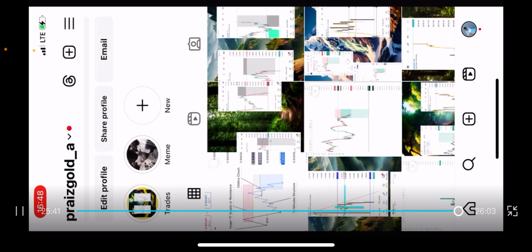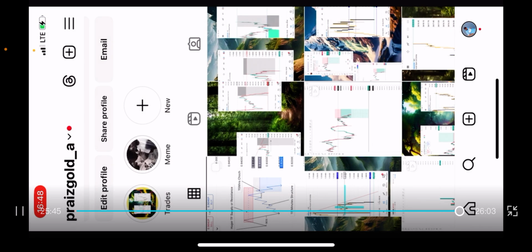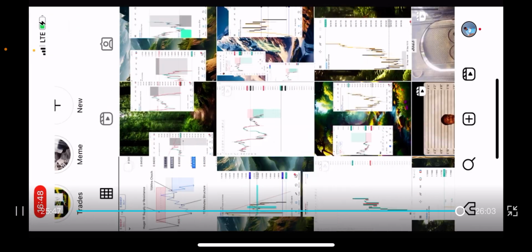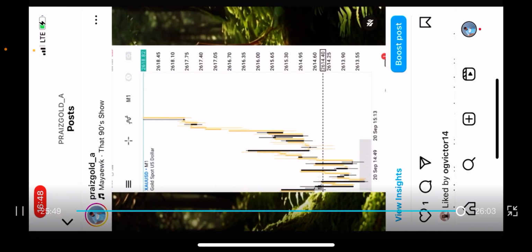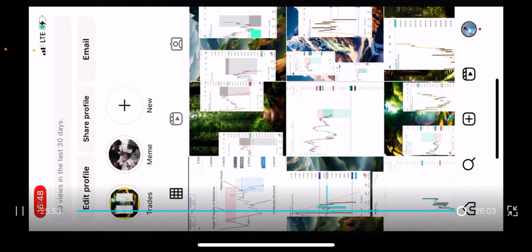Yes, as you can see, this strategy is what I use in taking all these trades. You see, all these trades you see. The strategy works on gold, it works on everything. All you have to do is just practice, and you will see that the strategy really works.